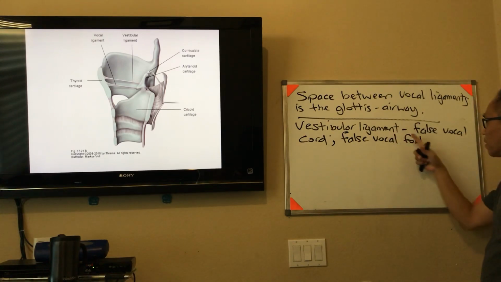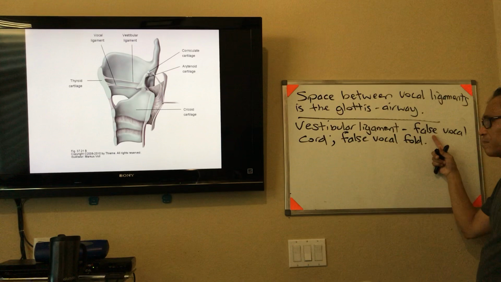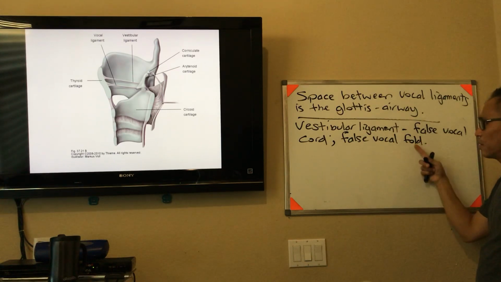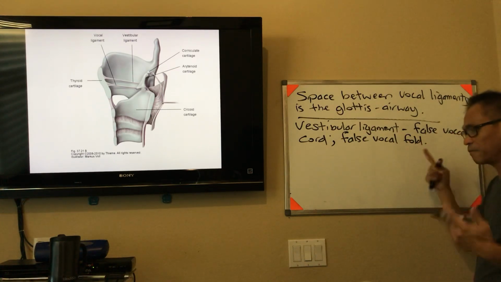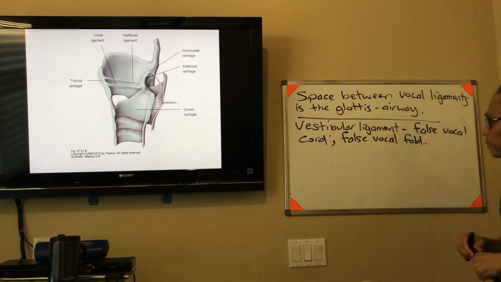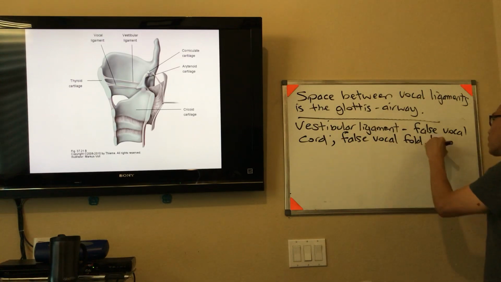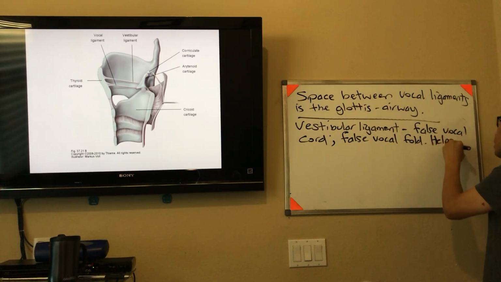Vestibular ligament, false vocal cord, doesn't participate in voice production. False vocal fold, what you call it if the mucous membrane were over it. It's all basically the same thing. It does kind of help to guard the airway. It's like a shelf to catch stuff over your airway. I'll just put that as a note.